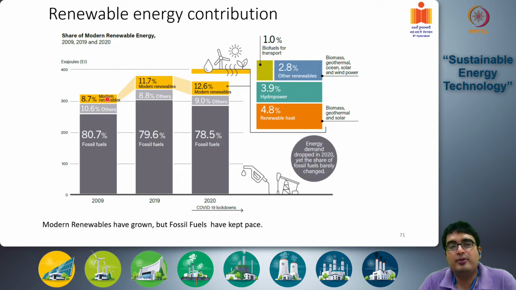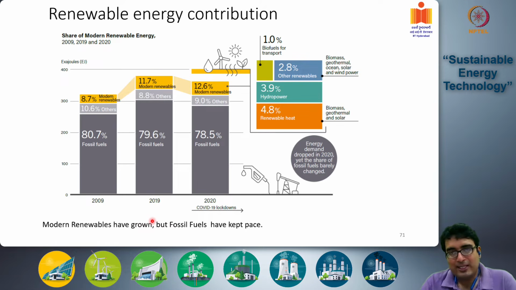And in this modern renewables basket, we see that around 8.7% of the total energy generated in the world is from modern renewables in 2009. Okay, so some amount, but not a significant amount in that context, right? In contrast, 80.7% is fossil fuels. What is the rest? Primarily nuclear. Nuclear is neither renewable nor a fossil fuel, so we are separating it out.